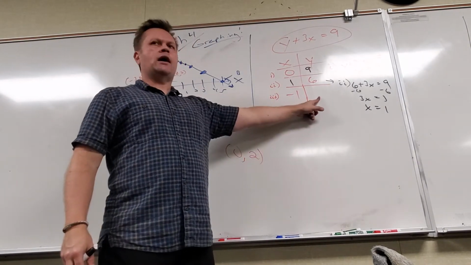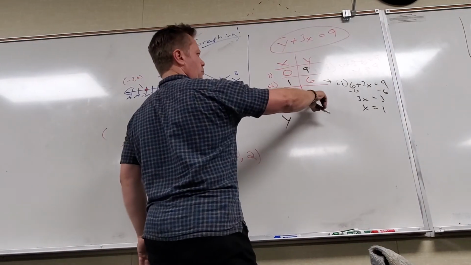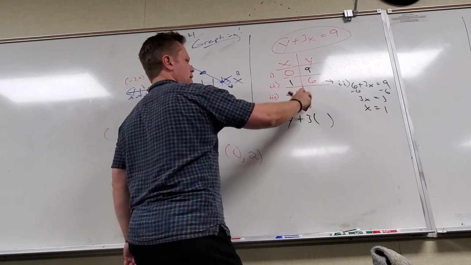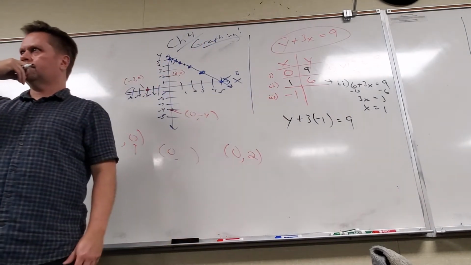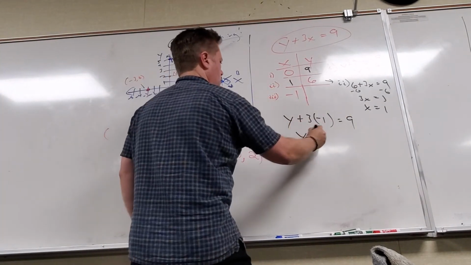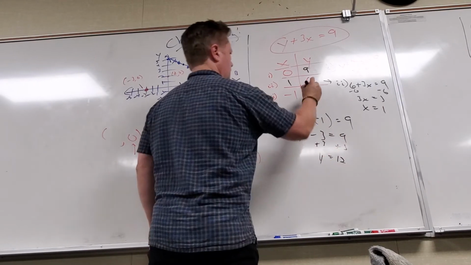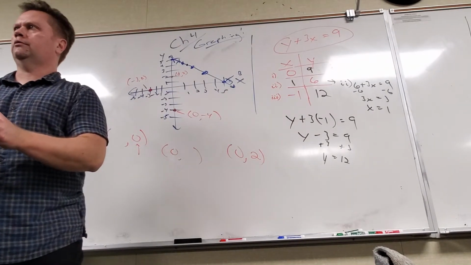So how do I do the last one? Y plus 3. Yeah, y, because I don't know what y is, plus 3 times negative 1, because I know x is negative 1, equals 9. And then you solve. Y minus 3 is 9. Y is 12. So now I have 3 points that bad boy goes through.